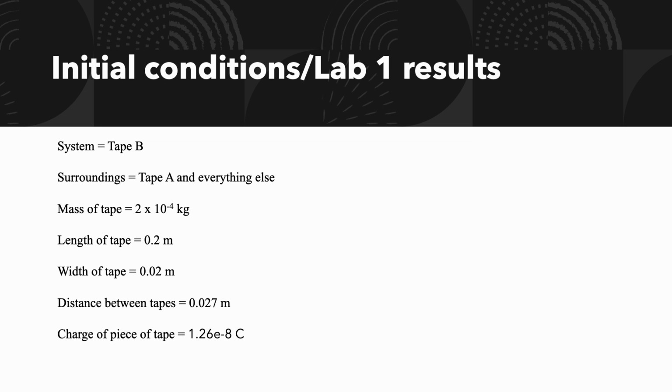So the system is tape B, and the surroundings are tape A and everything else. Mass of the tape is 2 times 10 to the power negative 4 kg. Length is 0.2 meter. Width is 0.02 meter. Distance between the tapes is 0.027 meter, and the charge on each piece of tape, the point charge, is 1.26 times 10 to the power negative 8 coulomb.